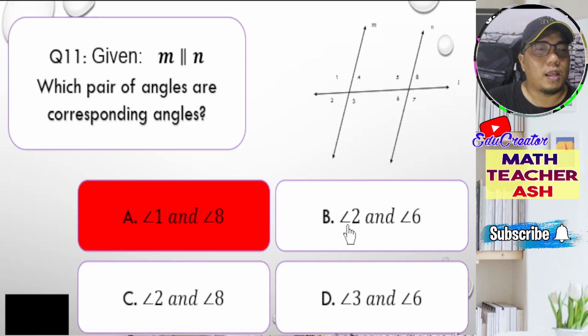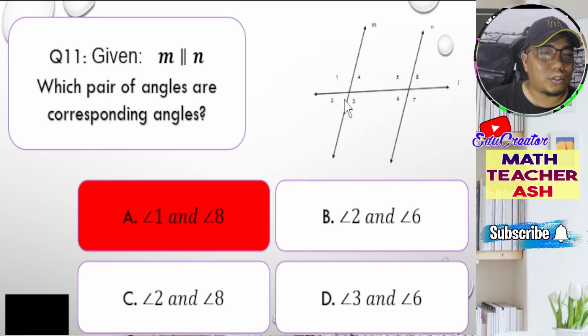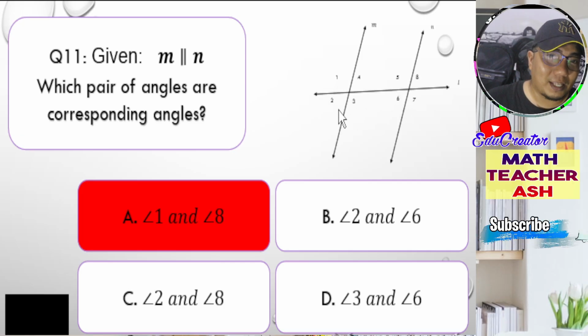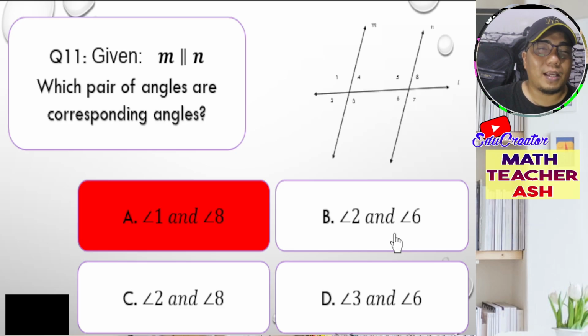So this is wrong. How about 2 and 6? We have 2 here and we have 6 here. As you can see, the 2 is below, the 6 is below, and it is on the left side. This 6 is also on the left side. So therefore, we already have corresponding angles here. So the correct answer for this one is letter B.